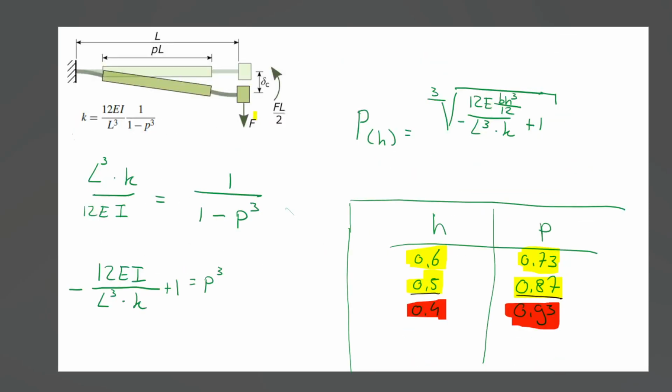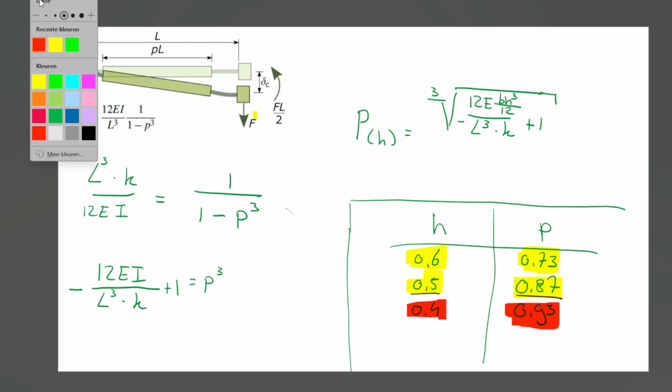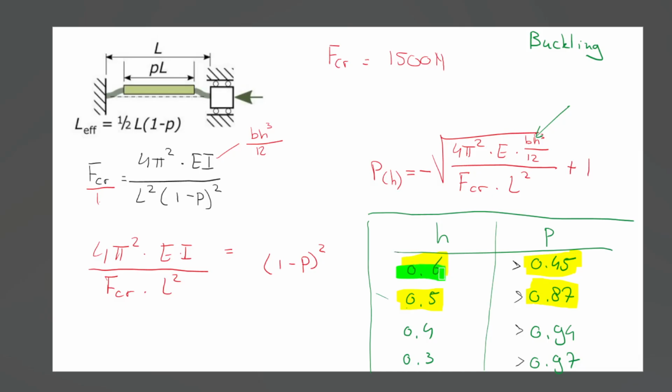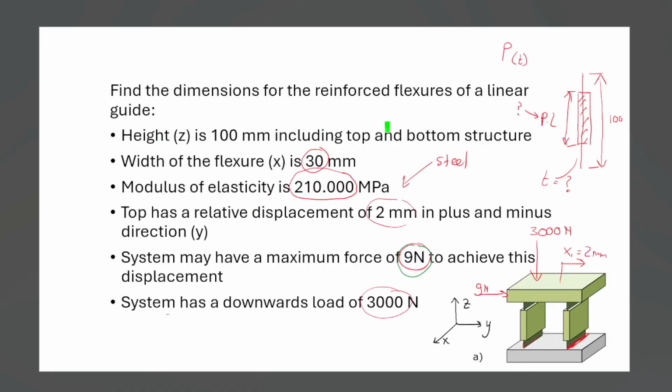So basically what we have determined in this small exercise is that if we have, for instance, a height of 0.6 and a p-value of 0.73, our system will be able to move and it will not buckle under these loads, because that is what we have figured out over here. So that was how this exercise is done. It's quite a tricky one. There's a lot of thinking involved and a lot of theory, but hopefully this helped you a little bit in figuring out these kinds of exercises.